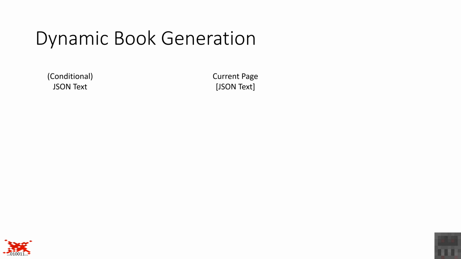Then we have the page we're currently assembling. This is basically an array of JSON text snippets. And then we have the finished book pages, which is an array of those finished pages. So an array of those JSON snippets.